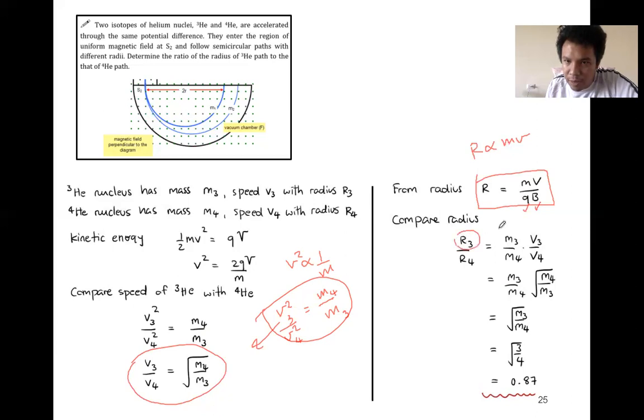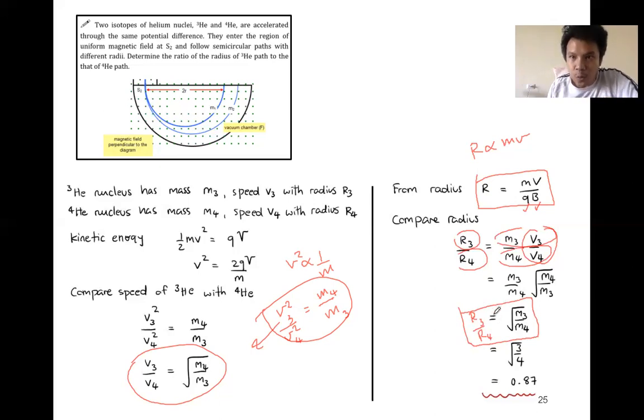So when we have r proportional to m and v, r3 will be on the same side as m3 and v3, and r4 is with m4 and v4. Then we use the relationship between v3 and v4 from the left hand side, and we come out with the last relationship between the radius of helium-3 and radius of helium-4. So that is the difference in the radius that we can observe between these two isotopes.